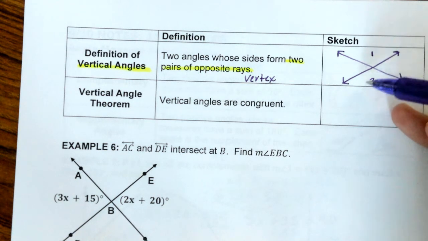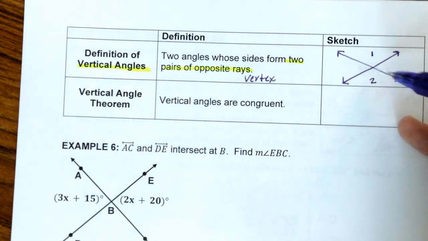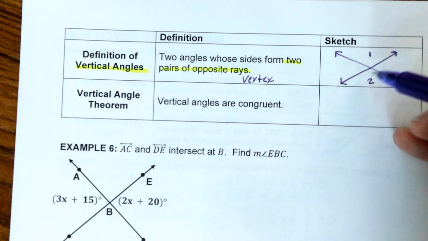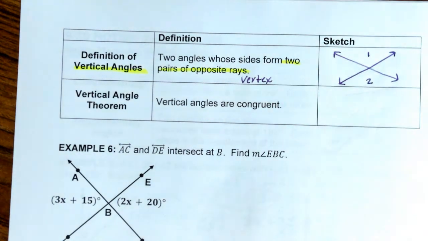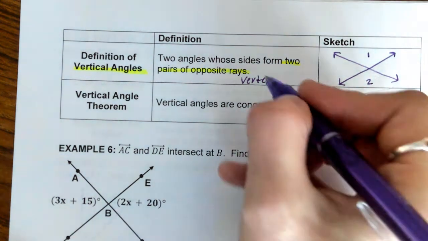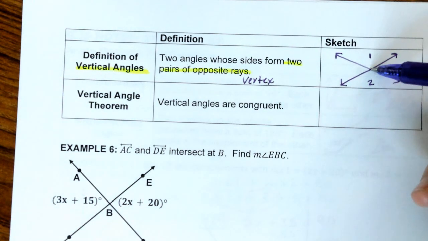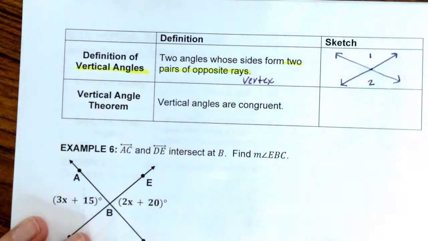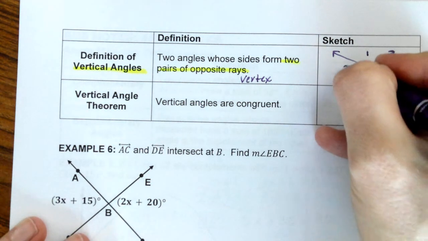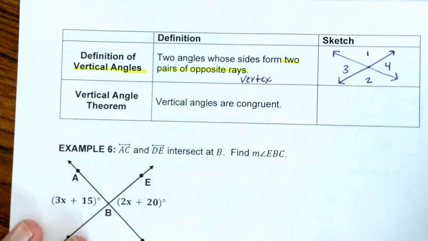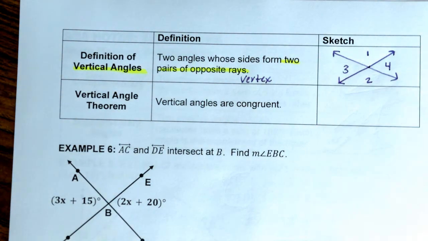Their sides are going to form opposite rays. Okay, they're not going to share a side. They're not going to be adjacent. The reason I want you to think of vertex is because they are across. They touch at the vertex. That is it. Vertical angles meet at the vertex, and they're opposite from each other. Okay? And let's say this is angle 3 and this is angle 4. We have 4 different angles here and we have 2 lines intersecting, 2 pairs of vertical angles.